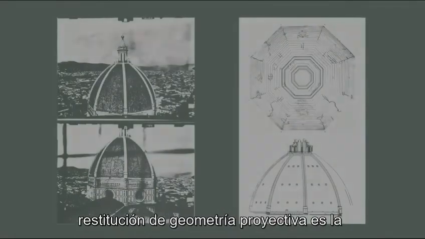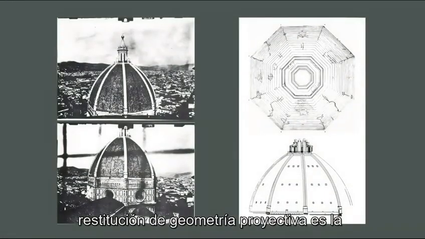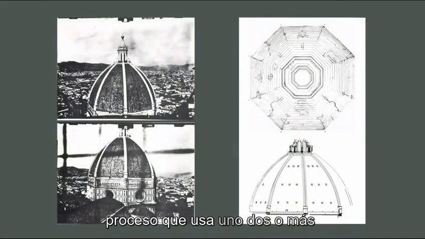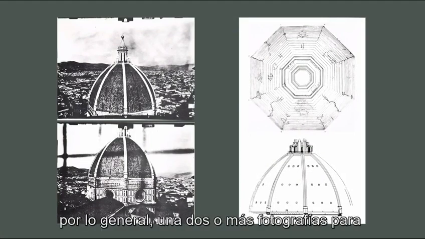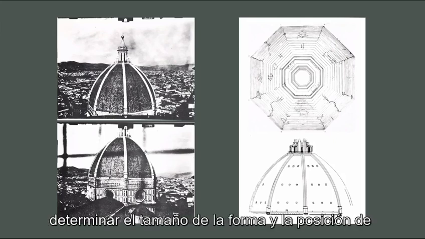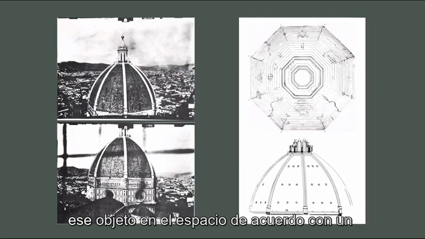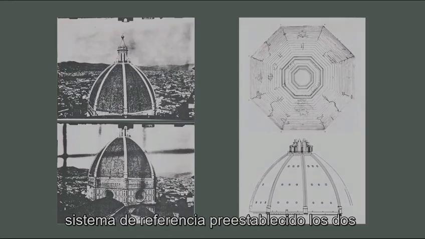In projective geometry, restitution is the process that uses one, two, or more two-dimensional projections of an object, usually one, two, or more photograms, to determine the shape, size, and position of that object in space, according to a pre-established reference system.